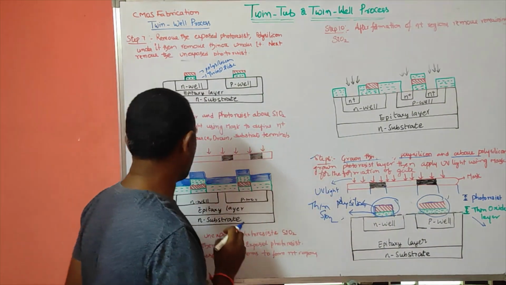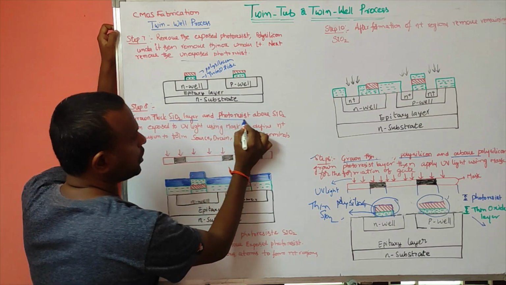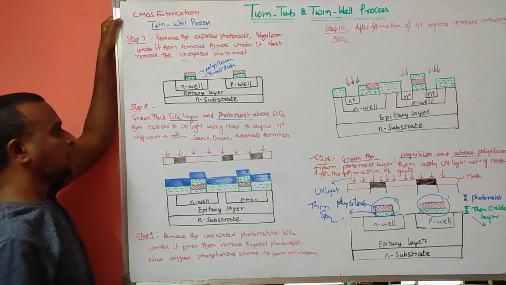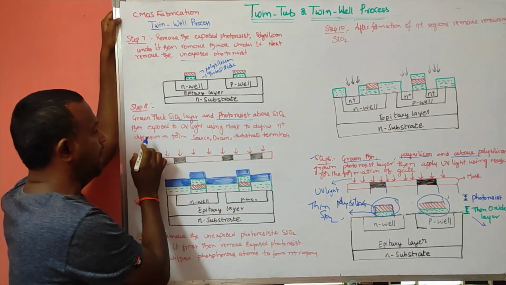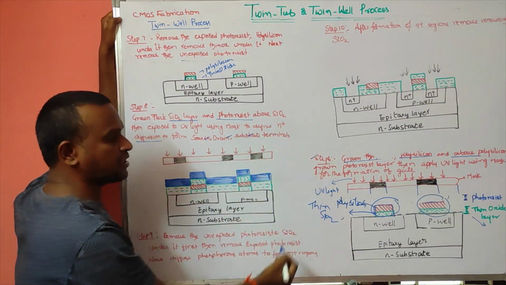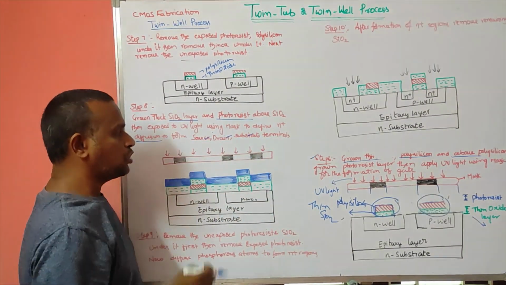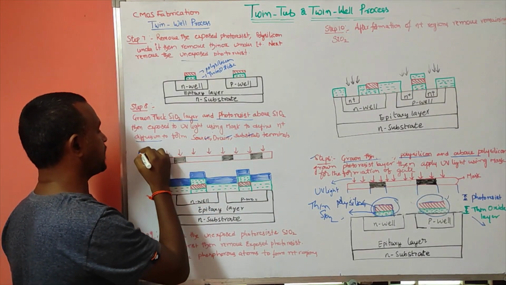Okay, so that's what I am doing in the next step. Having grown the thick SiO2 layer and photoresist above the SiO2 layer, it is exposed to the UV light using the mask to define N plus diffusions to form the source, drain and substrate terminals. That's why here I am using this mask. This one is the UV light.